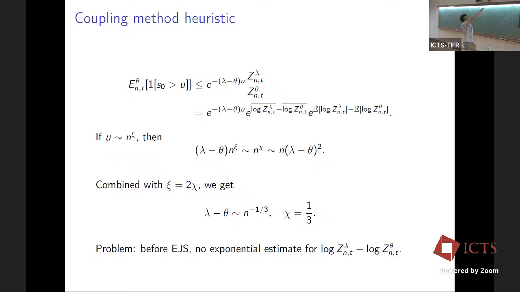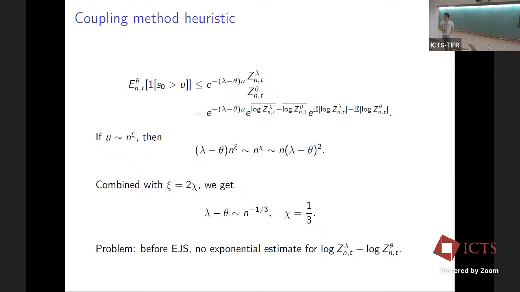Okay? So now, how do we finish this? Well, if we want to find the correct order of u, this exponent in the exponential, this is heuristic, but it can be made precise, should be of order 1. That means that we're just entering the tail of the distribution of SCO. So if we just, like physicists, set u equal to n to the xi, and we try to set these 3 terms to be equal, and use xi equal to 2 chi, then we find that the perturbation we should apply to the boundary is lambda minus theta of order n to the minus 1/3, and chi is 1/3, and that's it.